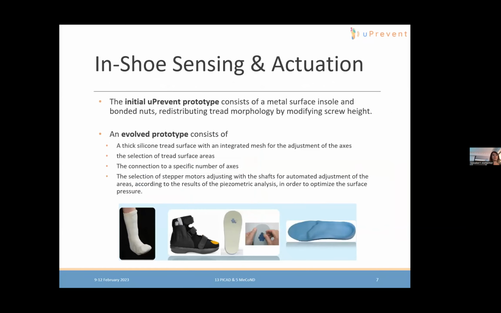The initial uPrevent prototype consists of a metal surface insole and bonded nuts redistributing thread morphology by modifying screw height. An evolved prototype consists of a thick silicone thread surface with an integrated maze for the adjustment of the axis, the selection of the thread surface areas, the connection to a specific number of axes, and the selection of stepper motors adjusting with the shafts for automated adjustment of the areas in order to optimize the surface pressure.